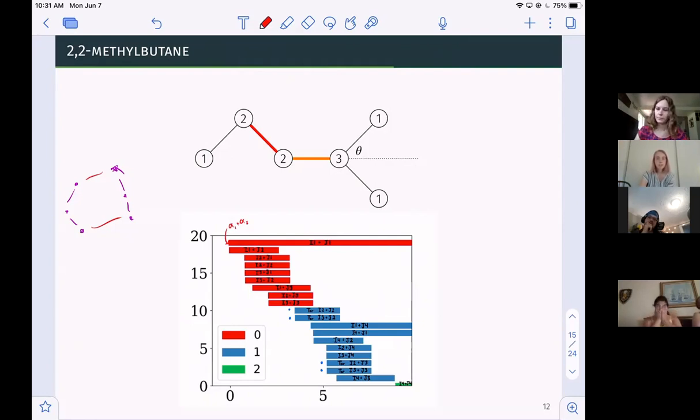Okay. Yeah, that's interesting. Yeah, and it just shows how really complicated chemistry is. Makes me very glad I'm a mathematician.